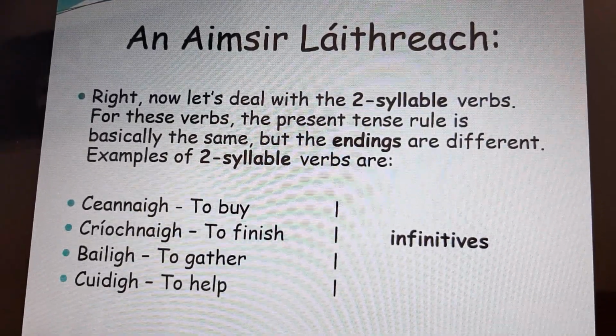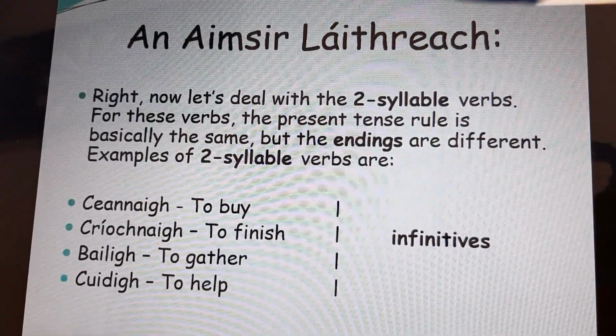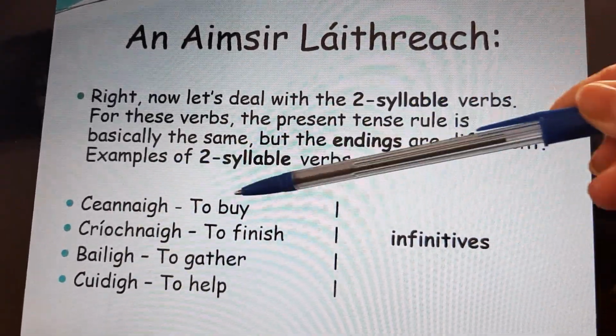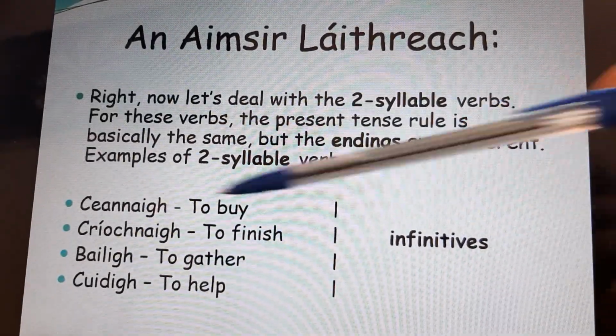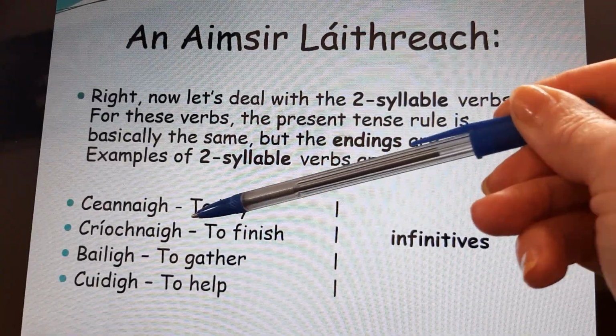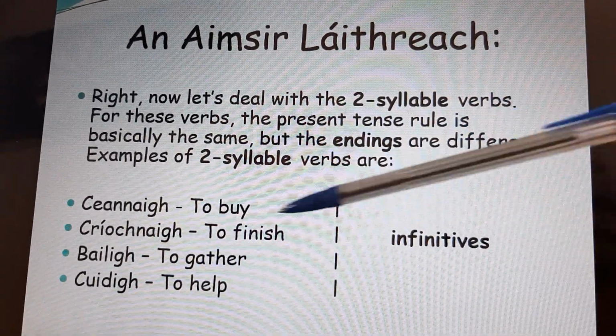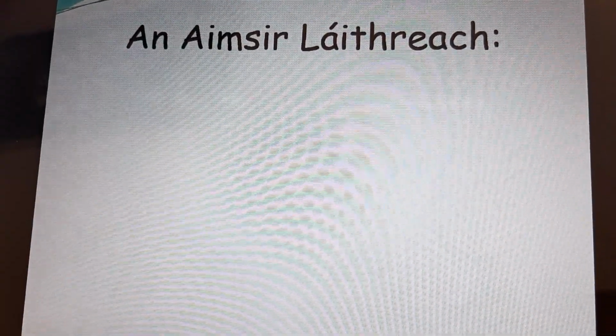So now those are all what we call infinitives. So if you looked up the verb buy in the dictionary, you would see ceannaigh. If you looked up finish, you would find críochnaigh. I can't just go ahead though and start adding endings onto these words because they'd be far too long. Like you'd end up with far too long a word. So what we have to do is kind of condense it down a wee bit.